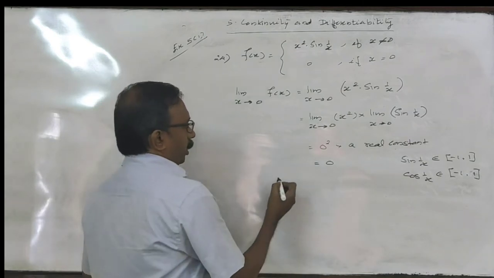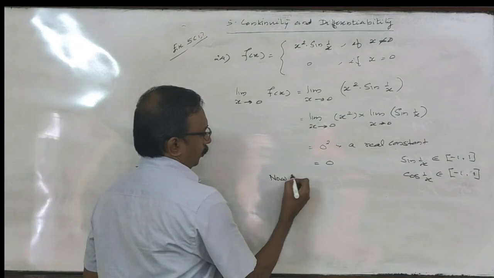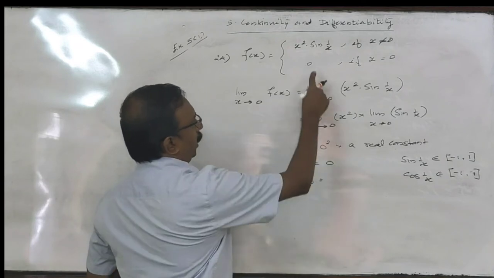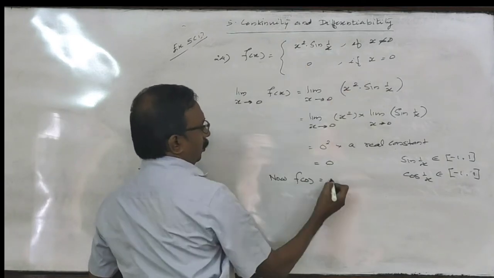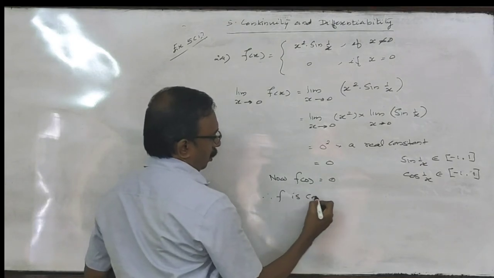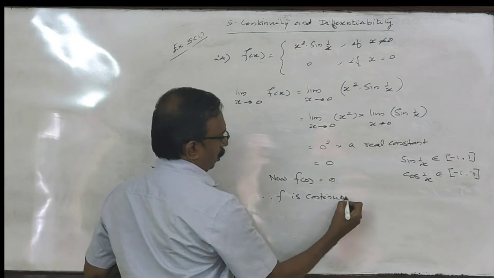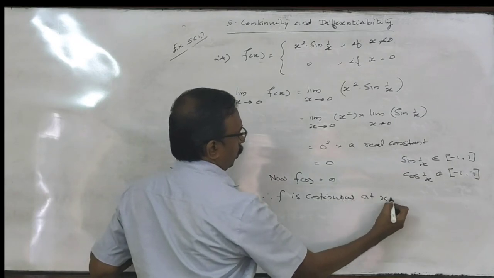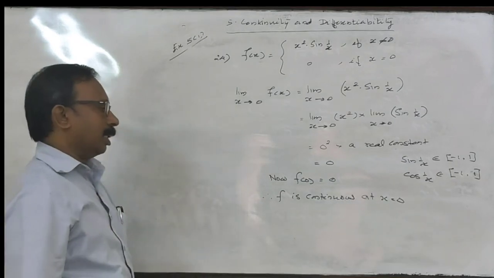Now, f of 0 is, putting x is equal to 0, f of 0 is 0. Therefore, f is continuous at x is equal to 0 here.